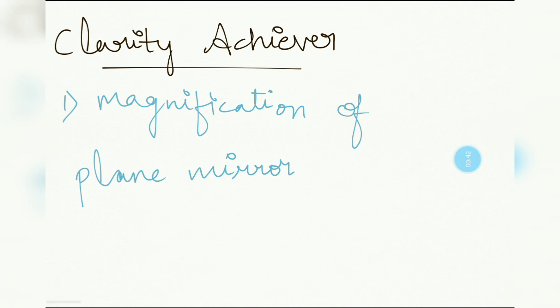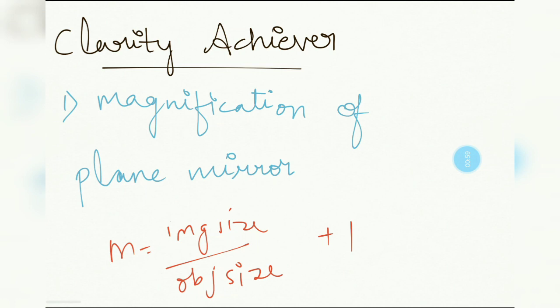So the magnification of the plane mirror is always +1, because see, now why is it +1? Because magnification is nothing but the image size by object size, right? So image size and object size both are going to be the same in the plane mirror, so both will get cancelled and the answer is +1.